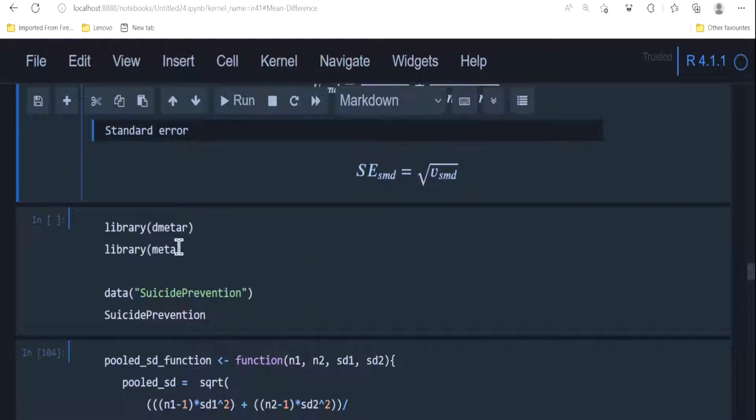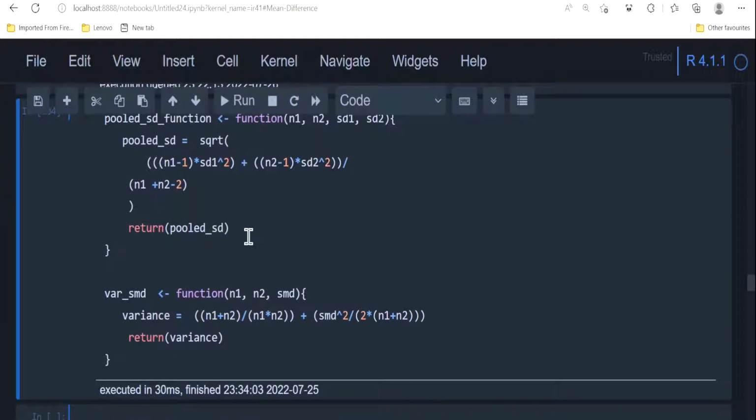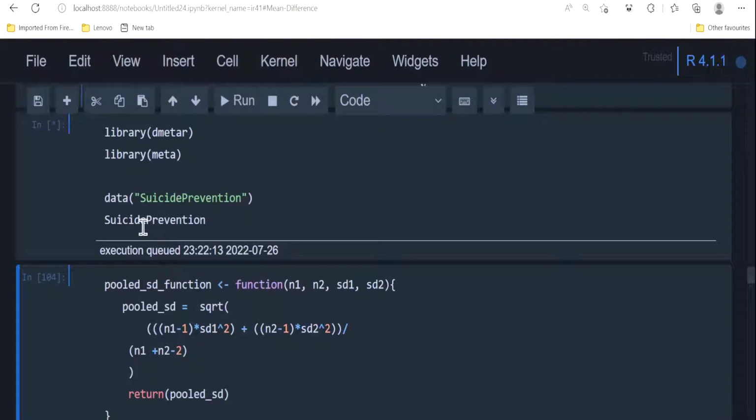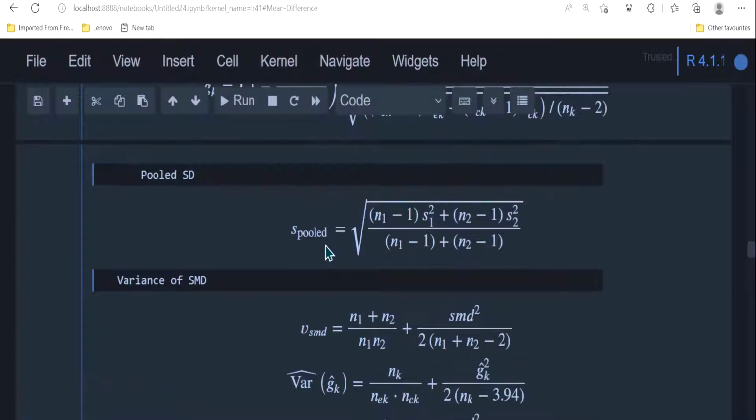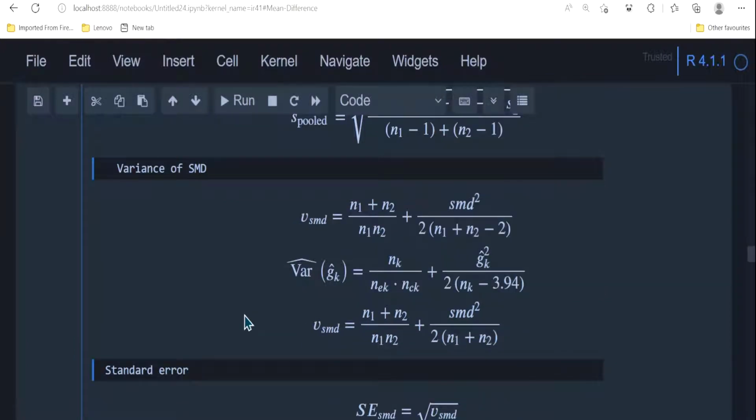And let me now attach the data. So to attach the data, I again will use the same data. In the future, I will have another data to use. But for now, I will have to use the same suicide prevention data that we have seen last time. And let me just run it and give you a quick look at how that suicide prevention data set looks. I have already also converted these equations into R functions. So I have this pooled, and also the variance is already there. So this is how the data looks.